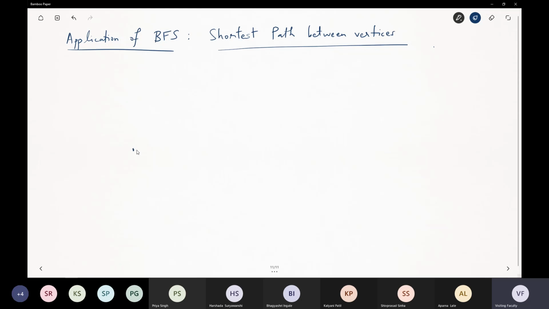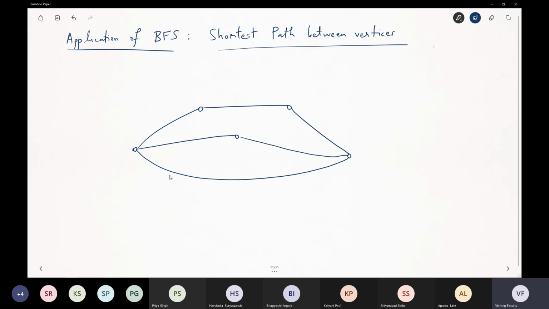For instance, if you have a graph of this kind, these are two vertices A and B. What is the shortest path between the two? The length of the path from A to B is just the number of edges. So it is the path with the smallest number of edges. In this case, the lower edge is the shortest path, because it has only one edge. That is the shortest path between A and B.